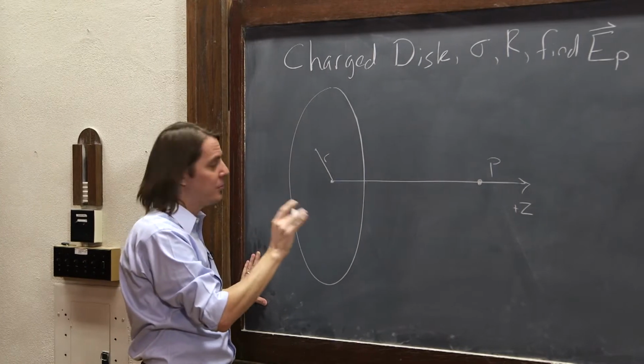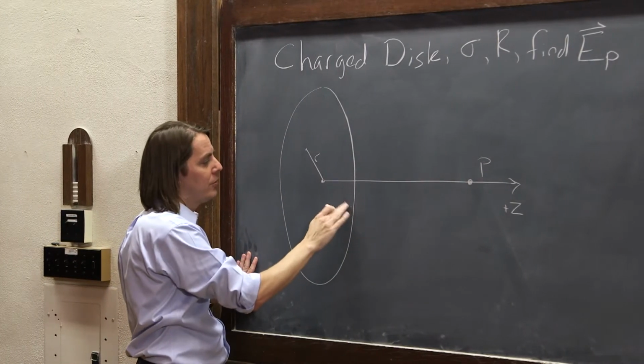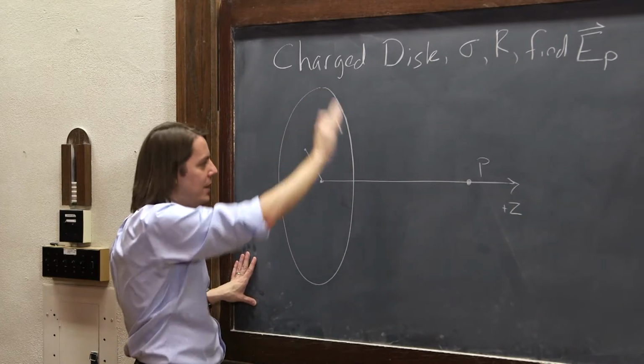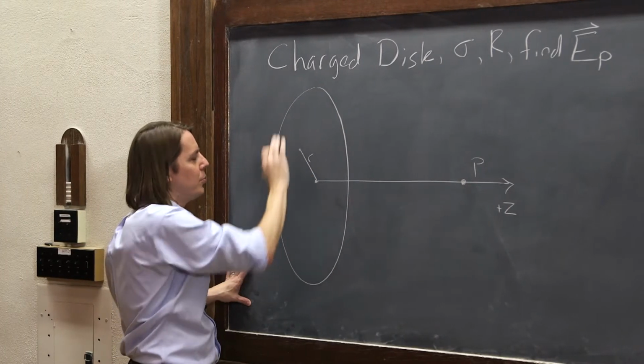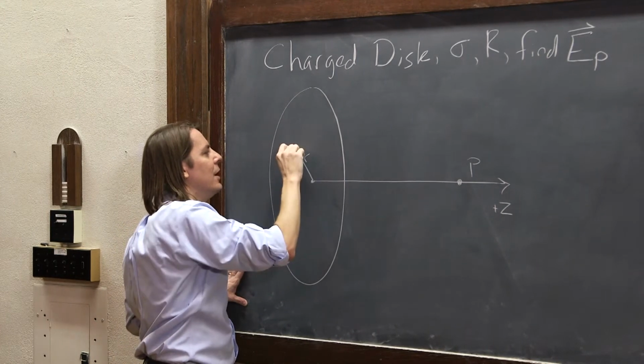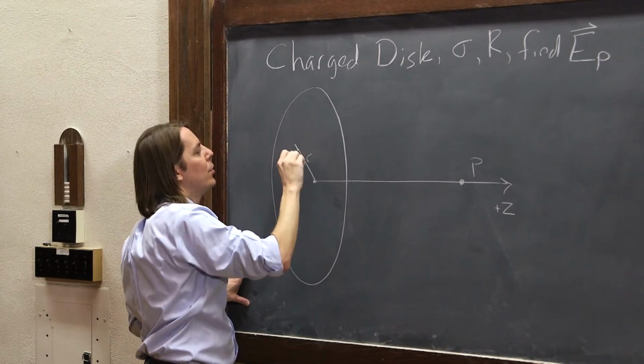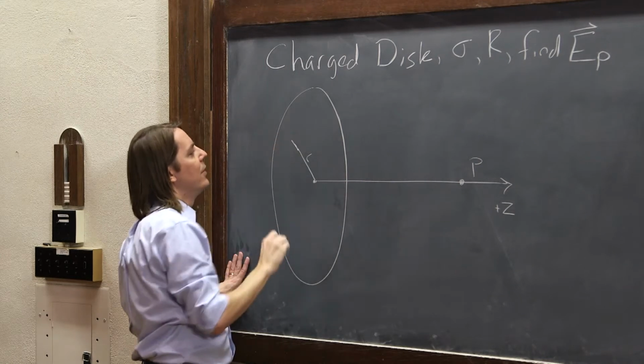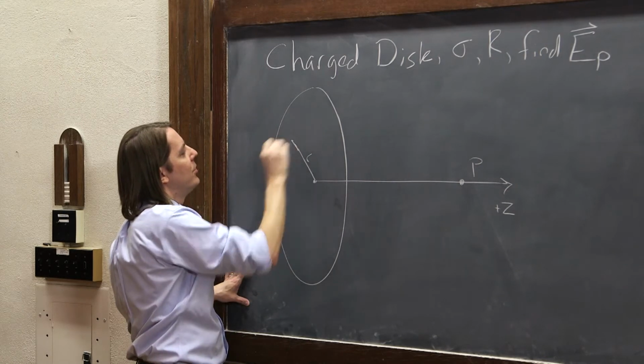So there are 2 R's in this problem. There's big R, which I don't want to draw because it'll make the drawing messy. Big R is the radius of the entire disk. Little r is the one that I'm moving around. So we're going to say this is r, and then we're going to move up a little bit and say that's r plus dr right there. So r to r plus dr.